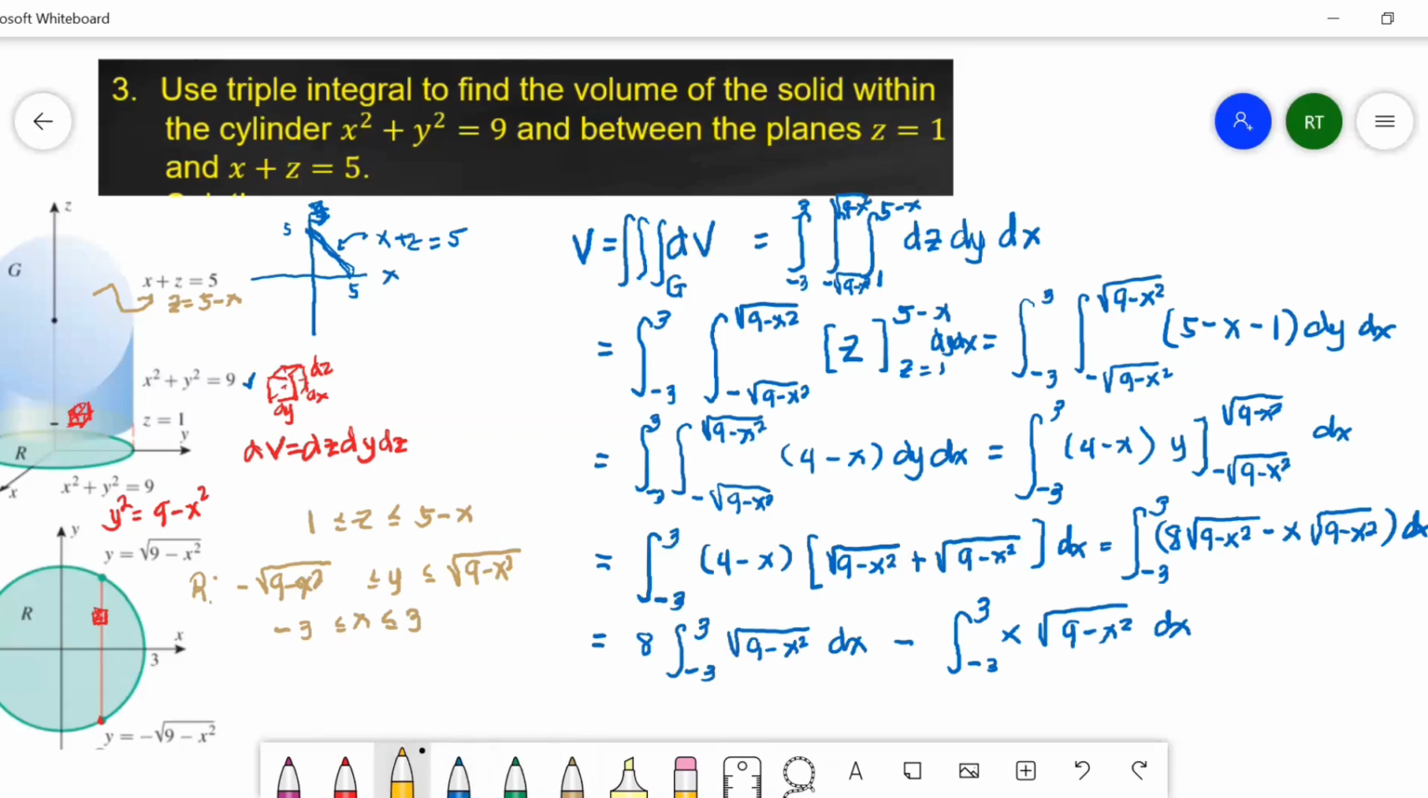the first integral can be evaluated by trigonometric substitution, and the other integral can be evaluated by the power formula. So just continue the integration in x. The first integral by using trigonometric substitution, and later you can actually use Wallis's formula. And then we have the second integral, which can be evaluated by the power formula.